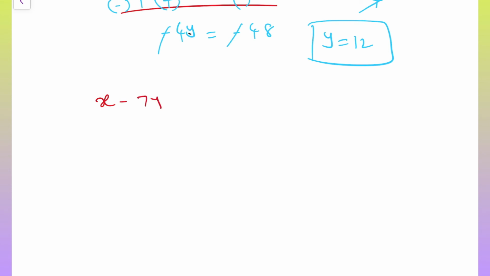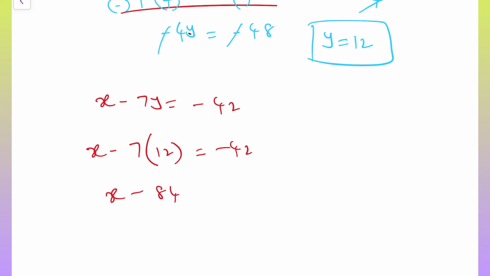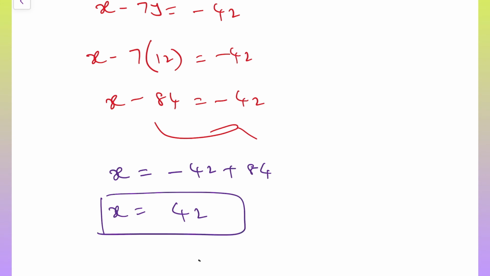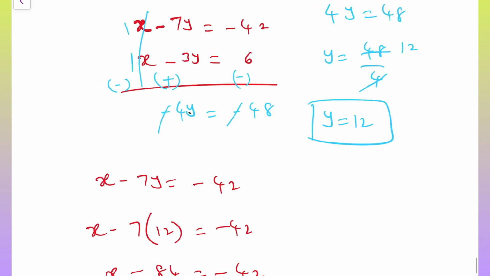x minus 7y equals minus 42. x as it is, minus 7 into the y value we got, 12, equals minus 42. x minus 12 7s are 84 equals minus 42. Taking minus 84 to the right side it becomes plus 84. So we will get x equals minus 42 plus 84. Then x equals 84 minus 42, which is 42. x means we took it as Mary. So Mary's present age is 42 years and her daughter's present age is 12 years.